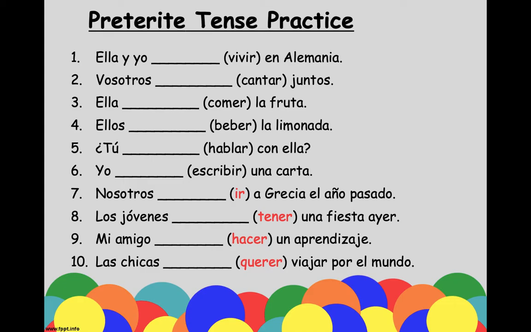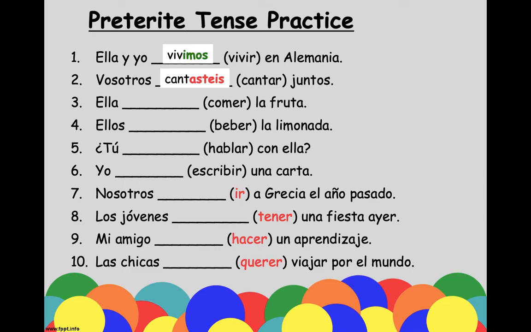Question 1. Ella y yo vivimos en Alemania. So this one always catches people out because with ella y yo, people think, oh, it's yo, so I'm going to put it in the I lived form, but it's not. It's she and I. So she and I together make we. So we lived in Germany. So you need the IR ending of a regular preterite verb. So vivimos.